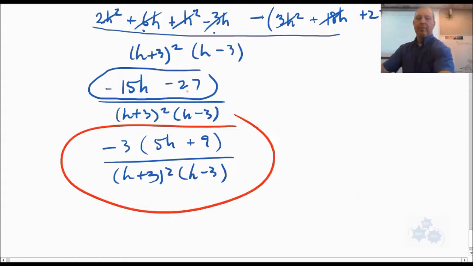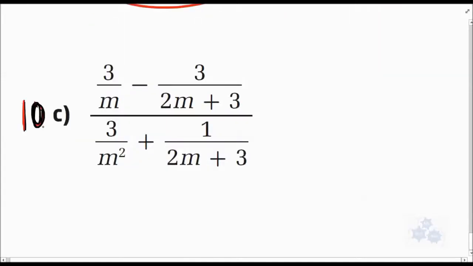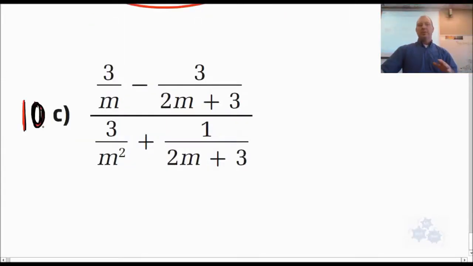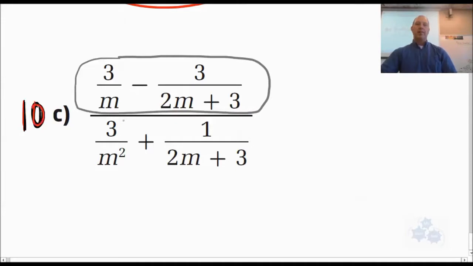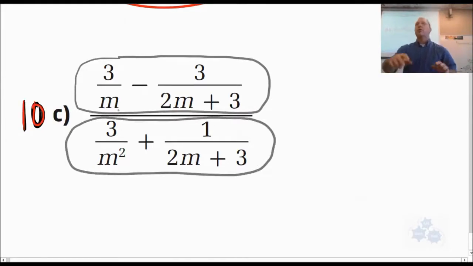Okay. Another question that was asked about was 10C. So in question number 10, this looks really crazy, right? This looks really hard and difficult and weird. This is what you do. Again, I'm not going to go all the way through this question because I want you guys to do it. But what you do is you focus on the numerator alone and the denominator alone first. That's the first step. So what you want to do is get common denominators and combine into one single term for the top and for the bottom.